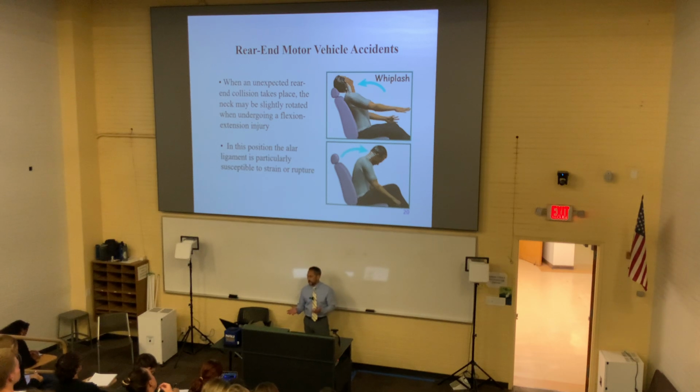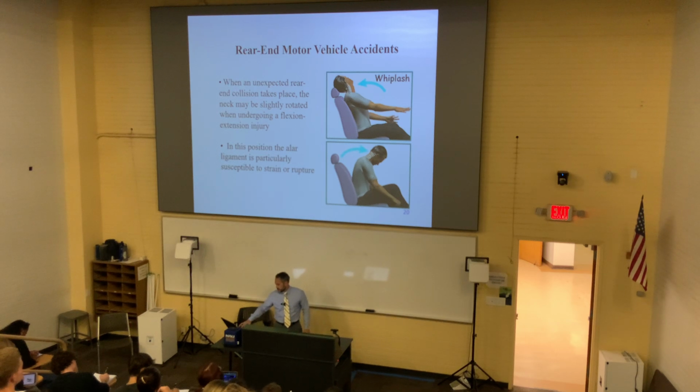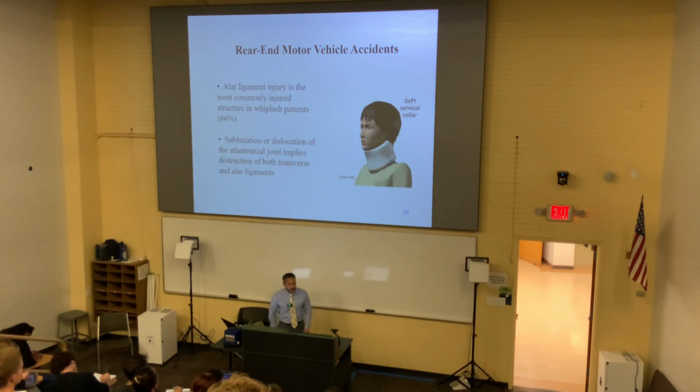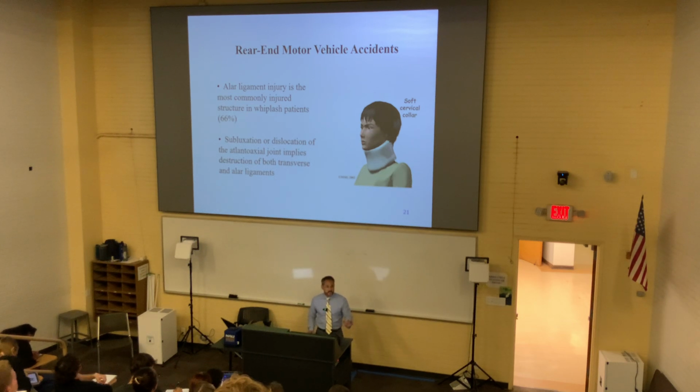And it's exaggerated when a patient is turning to look behind them, and then they're hit from behind, and they have whiplash. So if the neck is slightly rotated and there's an impact, you've got an injury under a flexion-extension situation. In particular, the alar ligament is susceptible to injury or tearing or rupturing. So the alar ligament is the most commonly injured structure in whiplash patients. About 66%, 67% of the time, the alar ligament is actually what's impacted.